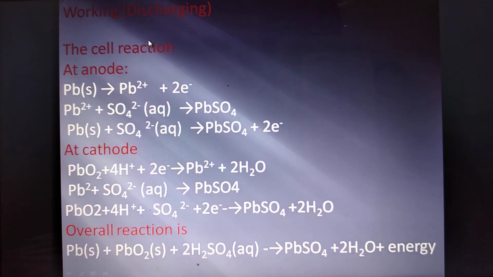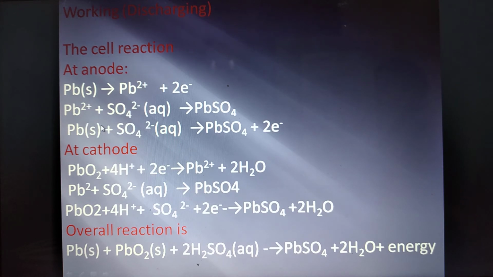Then the working of the lead acid storage battery. First is discharging. Discharging means the current is drawn from the battery and delivered to the load. At the anode, the lead is oxidized to form Pb2+ ions. This oxidation reaction takes place. Then this Pb2+ reacts with the sulfate to form PbSO4.